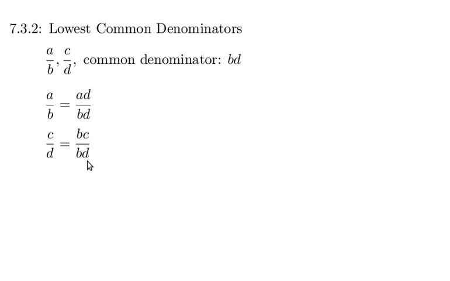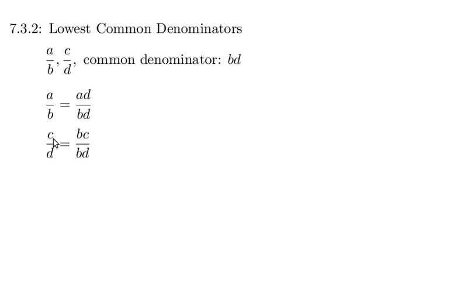I meant to put BD, not DB. So now even though these two fractions, A over B and C over D, are different, we can rewrite them in an unsimplified form that have the same denominators. I just multiply top and bottom of this by D, which does not change the value of the overall expression. And for this I multiply top and bottom by B, which again does not change the overall value of the expression.